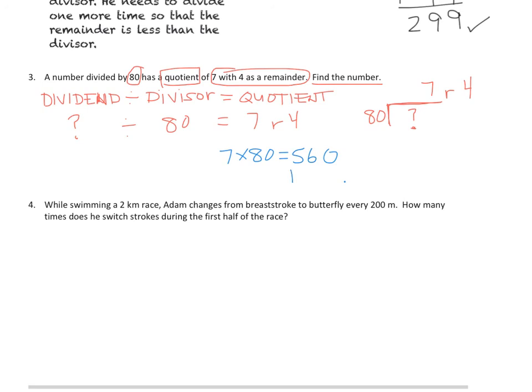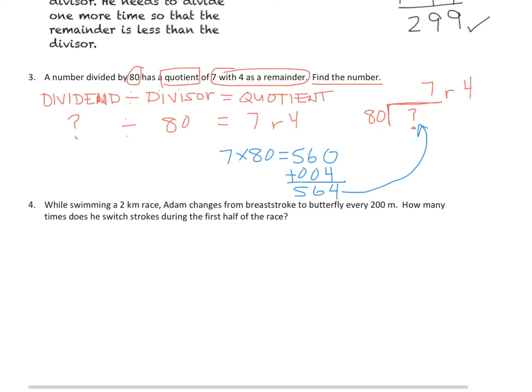And now you're going to go ahead and add the remainder of 4. So it's going to be in the ones column. So you have 560 plus 4 is 564. And now this is your dividend. The dividend is 564. By us working backwards, we can find the dividend with the answer and the divisor.